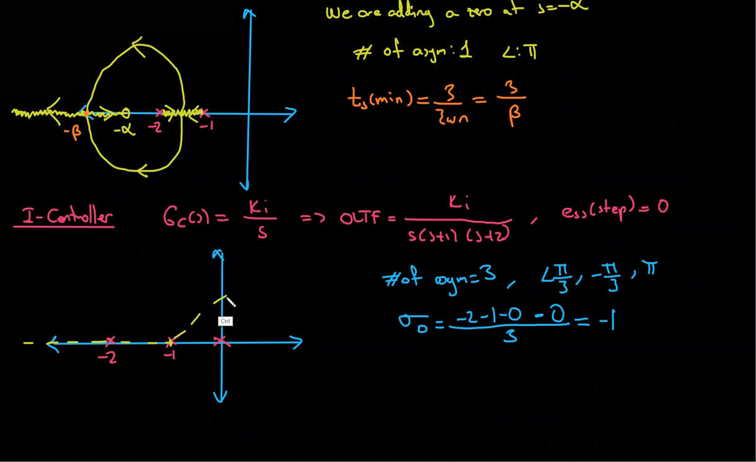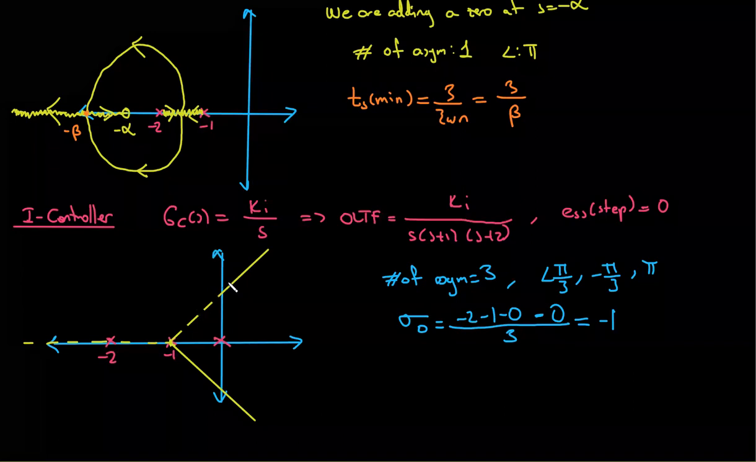Sorry, I can do instead. This will be maybe easier. Let's see. That's something like this, right? These are, okay, these are going to be the 3 asymptotes over here.